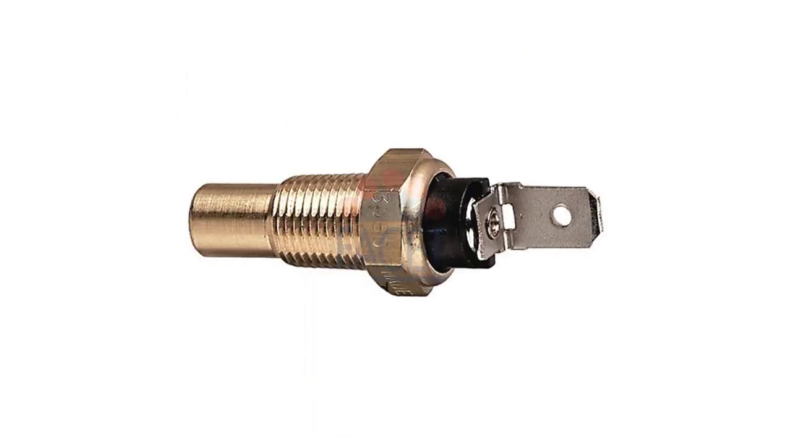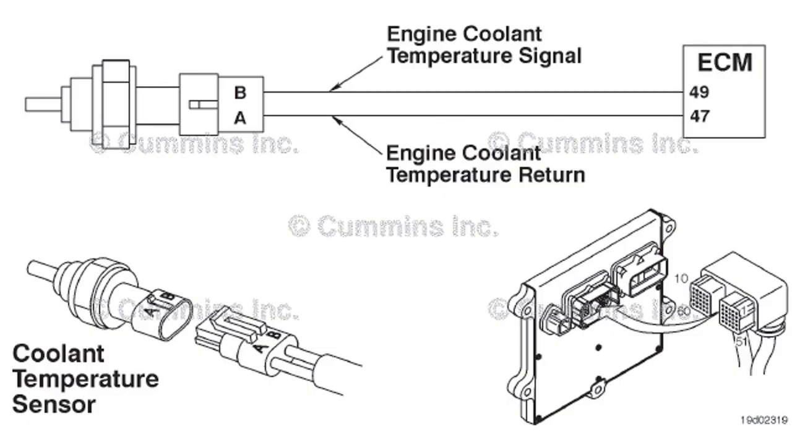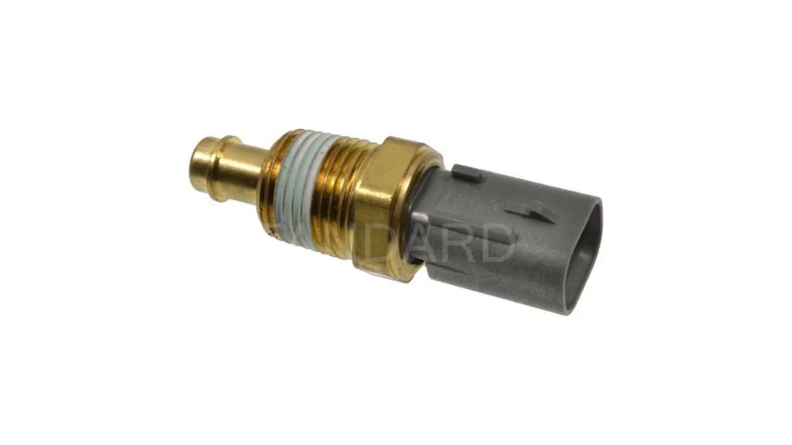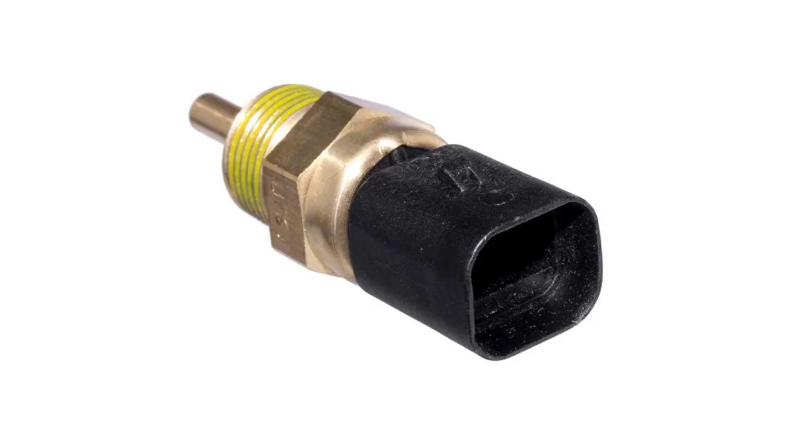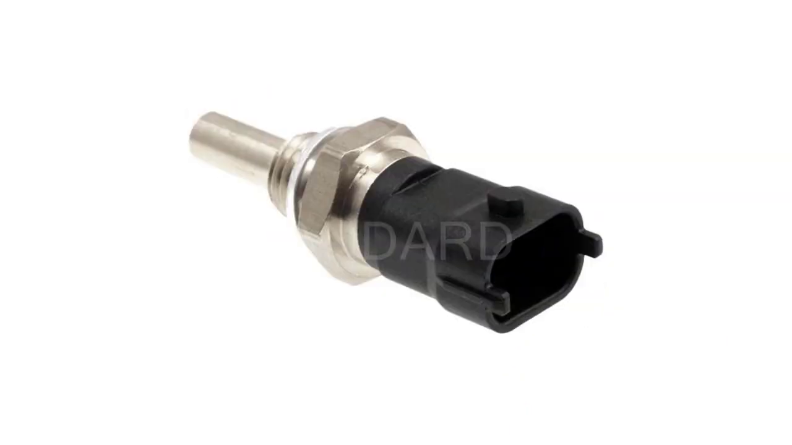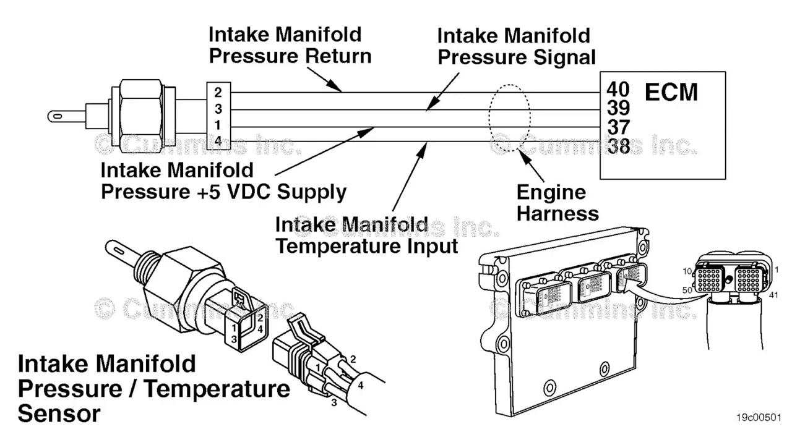SPN 1180 and FMI 0 is related to engine exhaust gas recirculation, EGR, differential pressure. Data valid but above normal operational range, most severe level. Other related codes for SPN 1180 are FMI 1. Data valid but below normal operational range, least severe level. FMI 2. Data erratic, intermittent, or incorrect, most severe level.